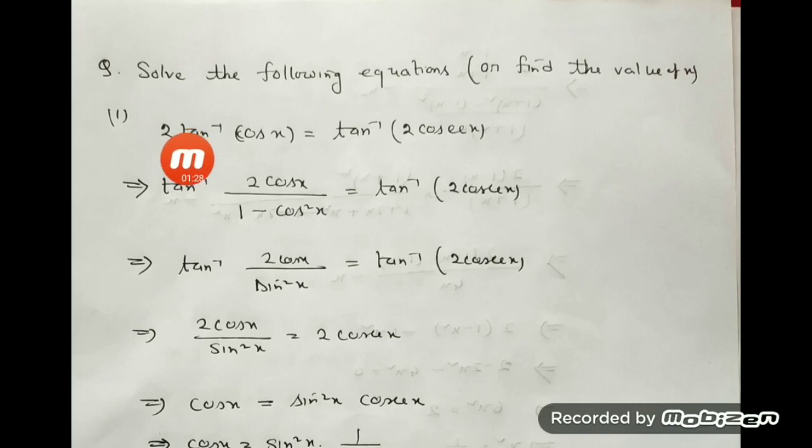So hope you remember the formula of 2 tan inverse. What is the formula? 2 tan inverse of x equals tan inverse of twice x divided by 1 minus x square. So let us use it here. And hope you understand why I convert in terms of tan inverse.